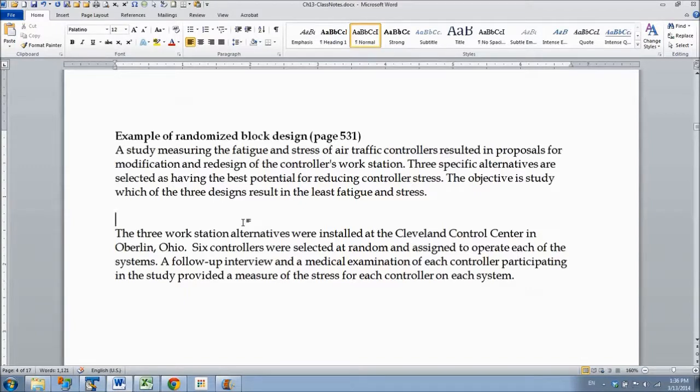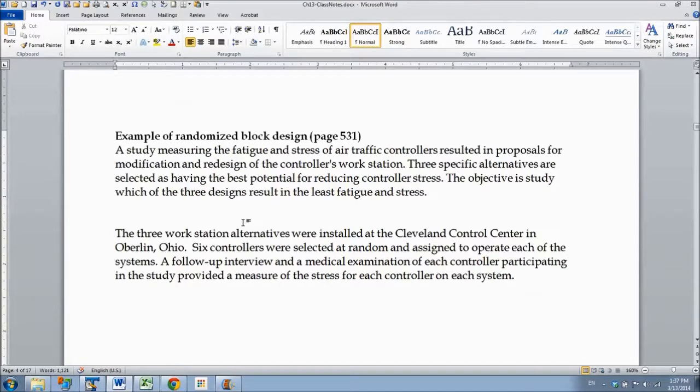And these 6 controllers went through their work day in each of the 3 workstation designs. After the experience, there was a follow-up interview and a medical examination that measured the fatigue and stress level. Now, the important thing to note here is that each controller is assigned to each of the 3 designs in a random fashion.